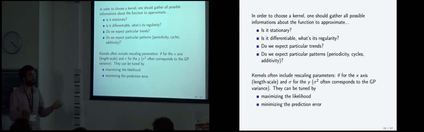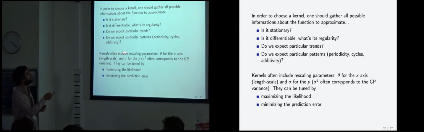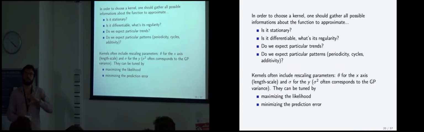And the more assumptions you can make, the more certain your model will be, the more informative it will be, but you don't want to make assumptions that are not realistic. All right, and a good thing to think about is also trends. Trends can be incorporated in the mean function of the model, but they can also be incorporated in the kernel of the model. We'll see that later on. And also some particular patterns like periodicity, cycles, or additivity. Just try to gather all the things you can on your data.